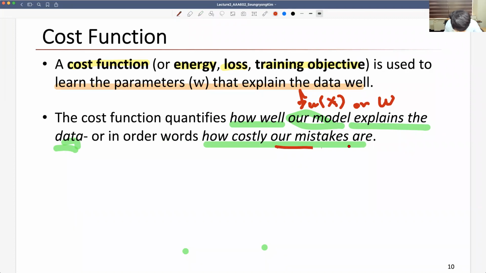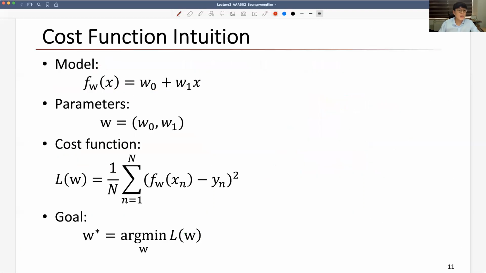So our mistake was the difference between the output of the mapping function and the ground truth label, right? So it will be our mistake. Okay, so this is the definition of a cost function.